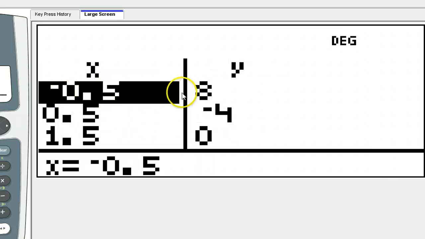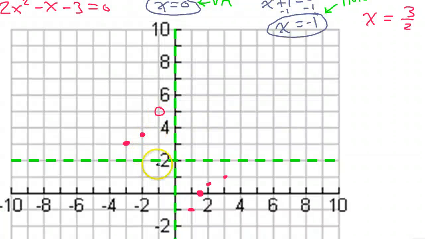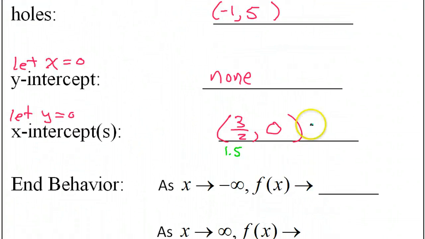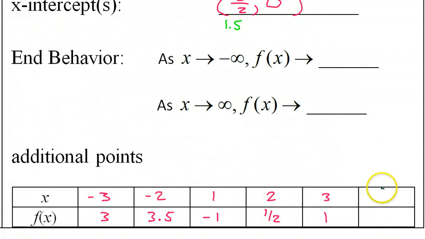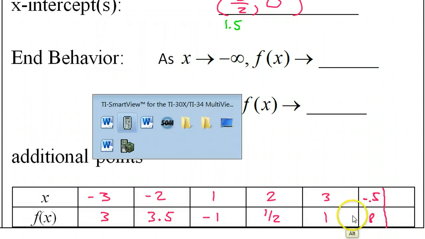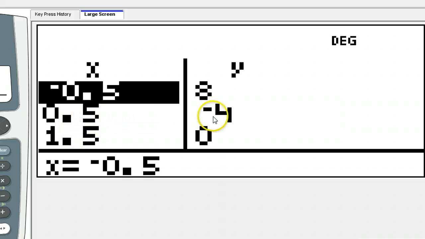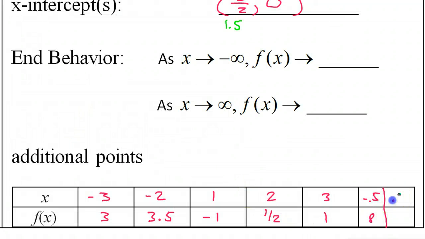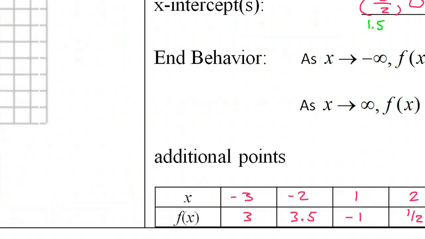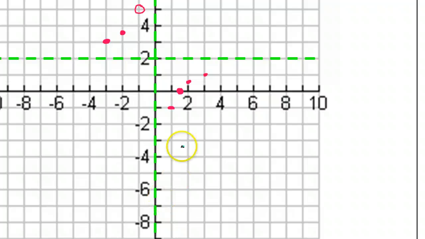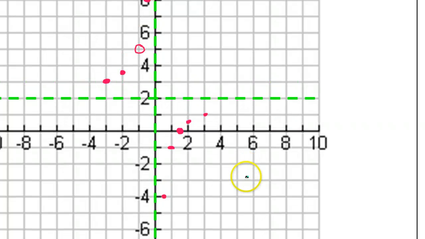Okay, so at -0.5, we're at 8. Let me split this up. At +0.5, we're at -4. So that gives me plenty of values to make a nice graph of the function.